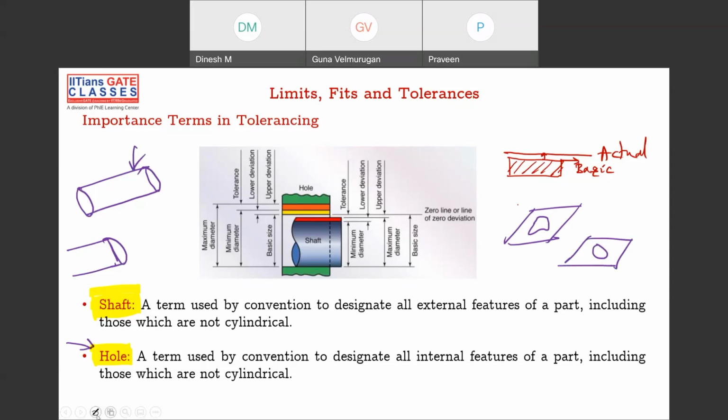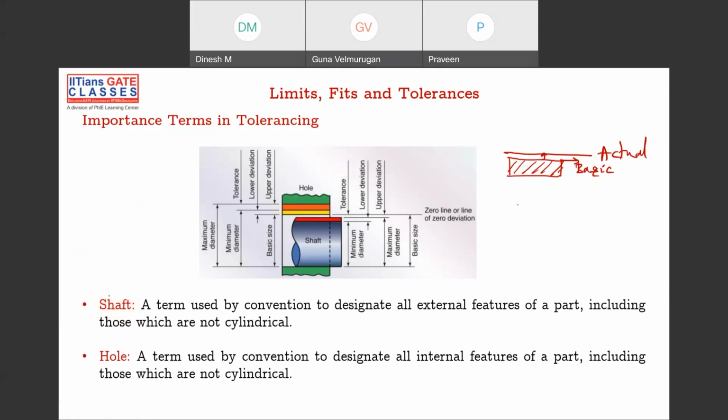But in metrology inspection, a shaft is an external feature and a hole is an internal feature.